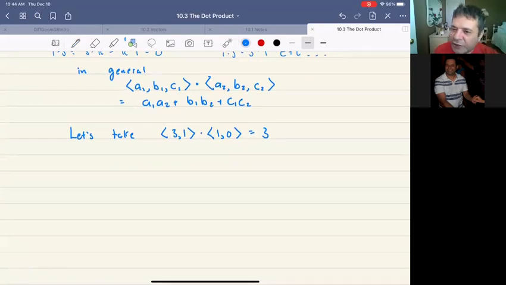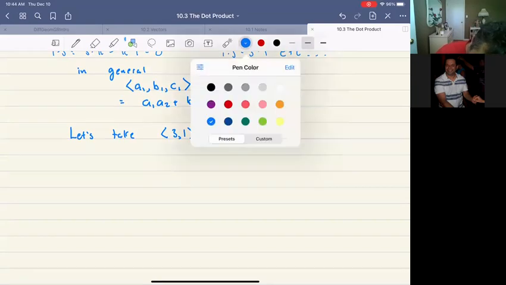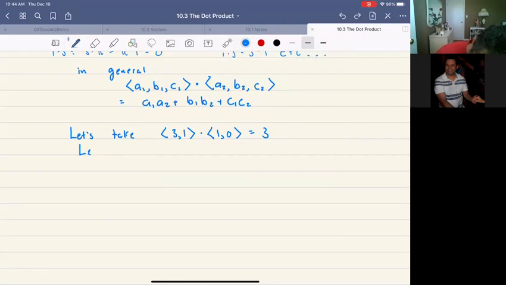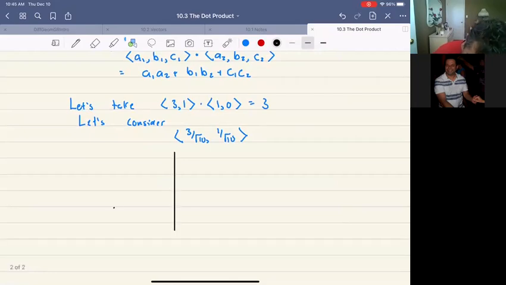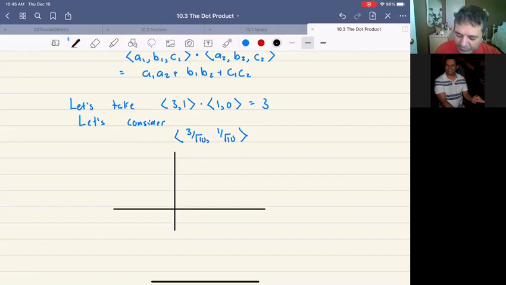Now, let's take a unit vector. Let's consider the unit vector in the direction of 3, 1. So that's going to be 3 over root 10, 1 over root 10. I'm going to draw it. Now that's kind of like 3, 1, but that's not quite it, because we're just going to take the unit vector. Root 10, by the way, is a little bit bigger than 3. So my unit vector is going to be basically like so.